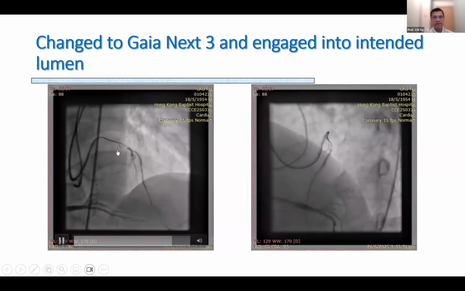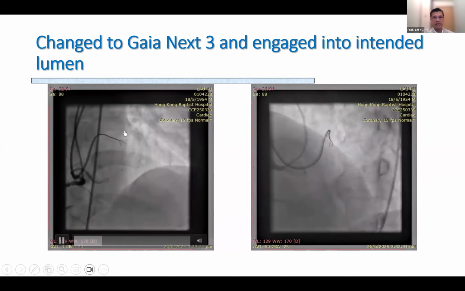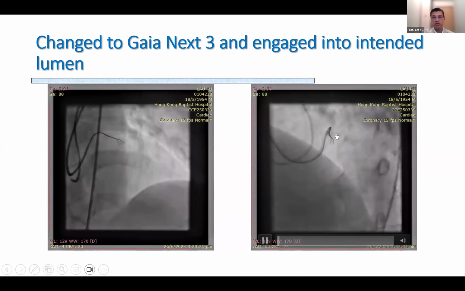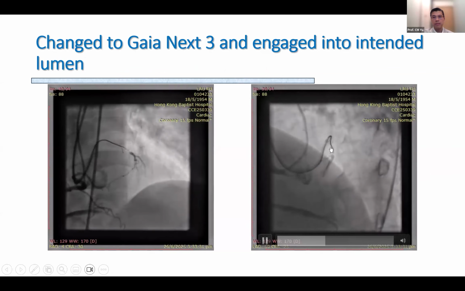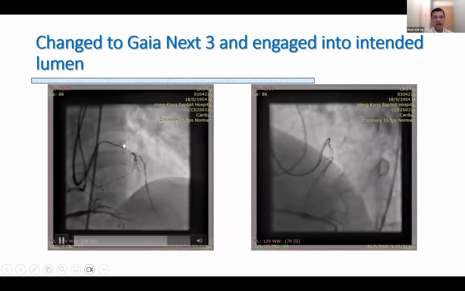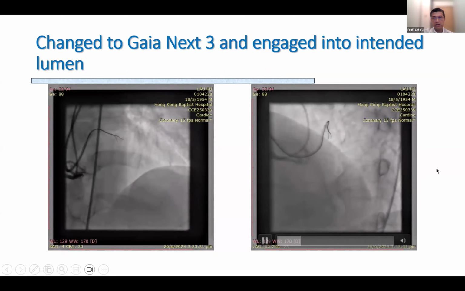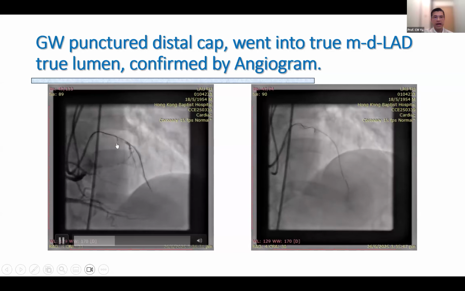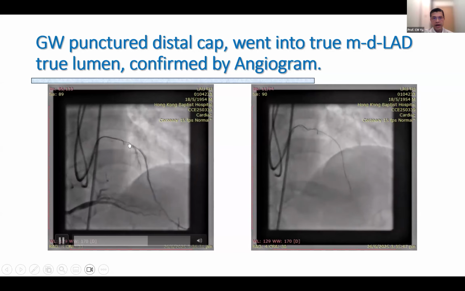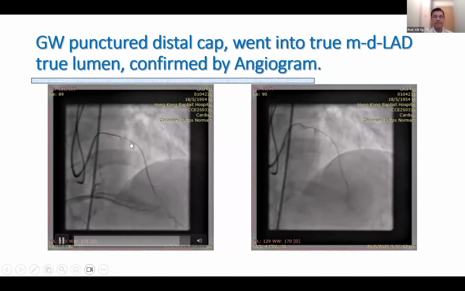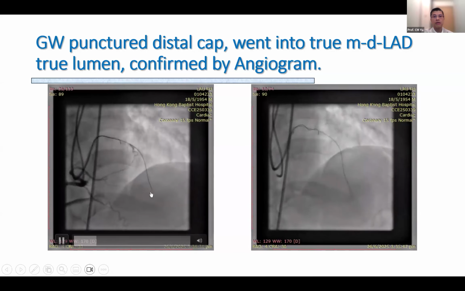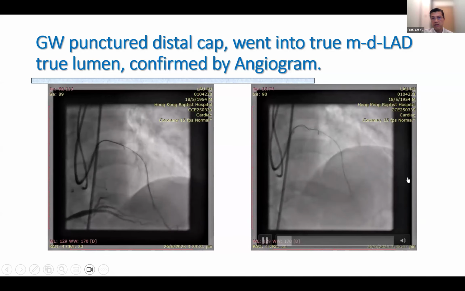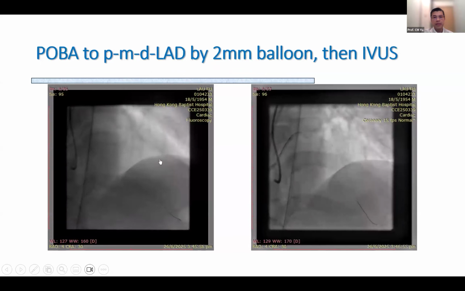So we aim at going there, but in fact, it's not an easy task, because the calcium is there. So after repeated attempts with the microcatheter, we stepped up from Guidezilla one to Guidezilla three. It can engage into the cap and gradually go straight into the track. So I think here it shows that it is quite close to the exit point at the distal cap. So after further attempt, I think we are successful. So we drew and penetrated right in the middle of the distal cap and went into the distal true lumen. So from the retrograde injection, it's shown nicely that the wire goes into the true lumen.